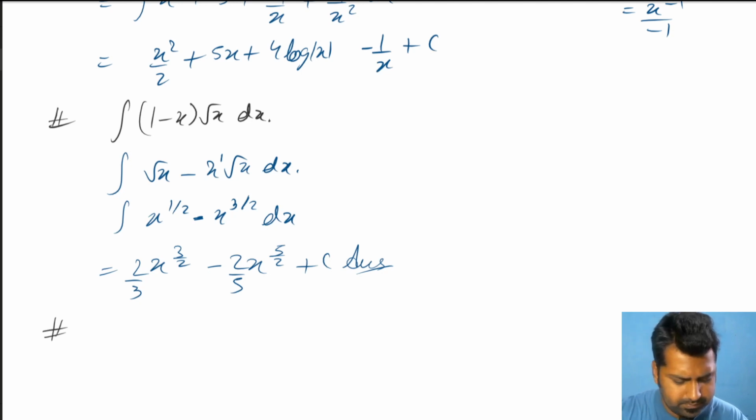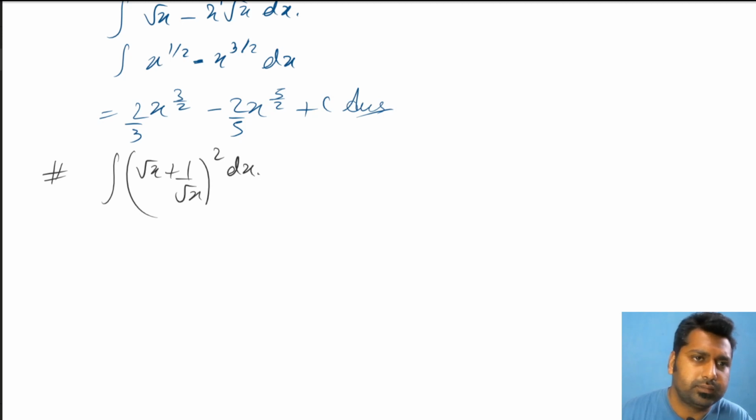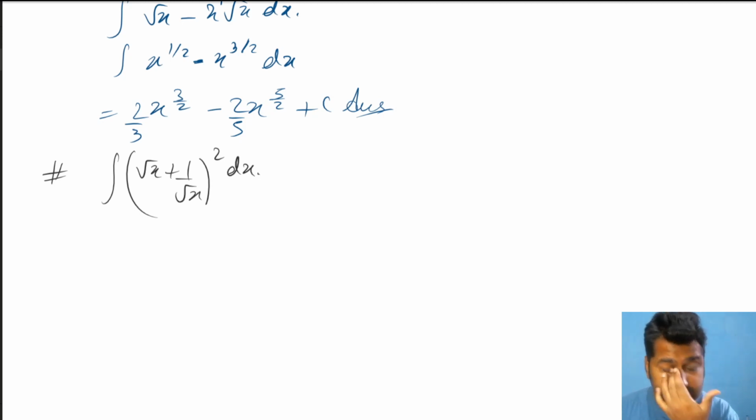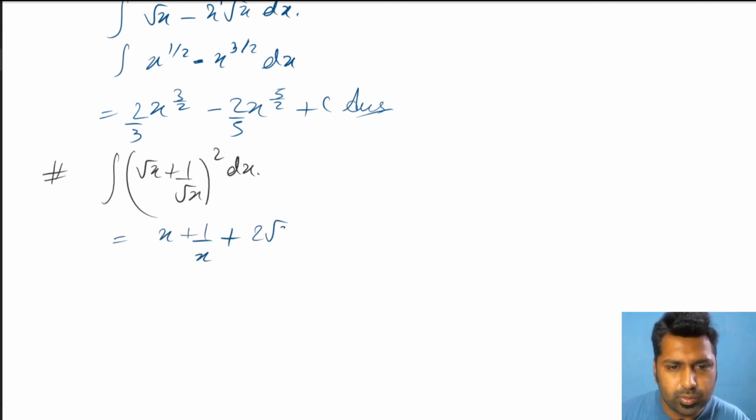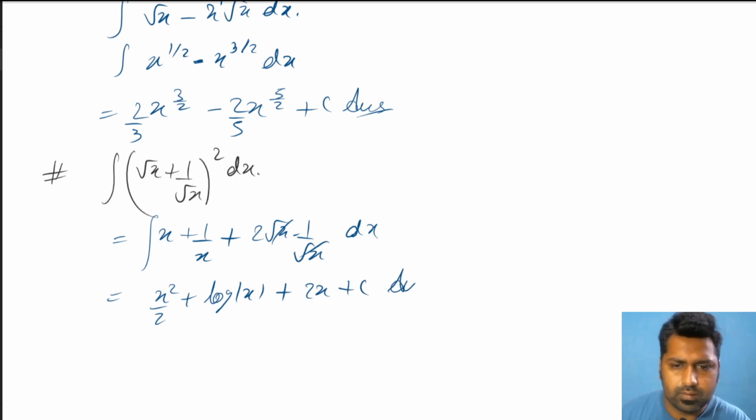Okay, next question. Integration of root x plus 1 by root x whole square dx. Now see again, whole square is there. As long as there is a whole square, we cannot directly integrate it. So what we can do is right now just open it. So root x whole square is x plus 1 by x plus 2 root x 1 by root x. So good thing that we opened it. What is integration of x? x square by 2. What is integration of 1 by x? Log mod x. Plus 2 integration, because this cancels, so integration of only 2 is 2x plus c.